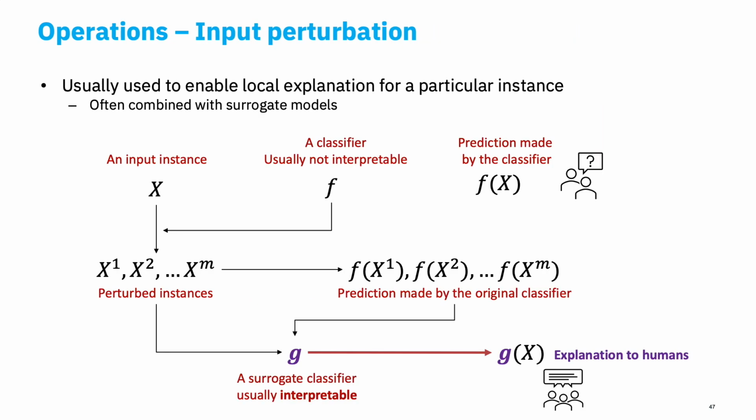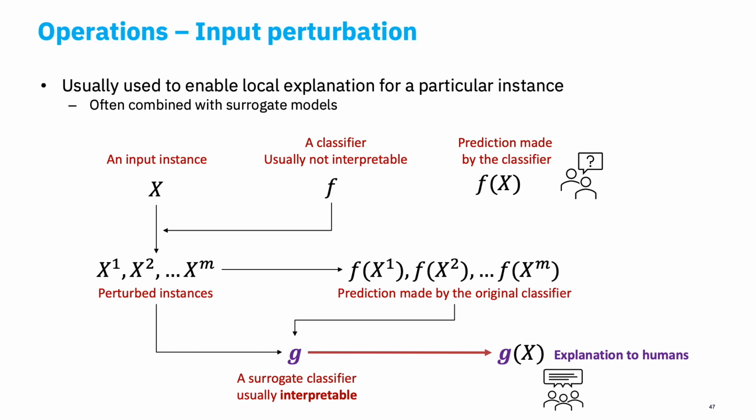Next, we talk about input perturbation. This is actually one of the most popular operations we have observed. It is usually used to enable local explanation for a particular instance. We saw a lot of surrogate model approaches adopted this operation.